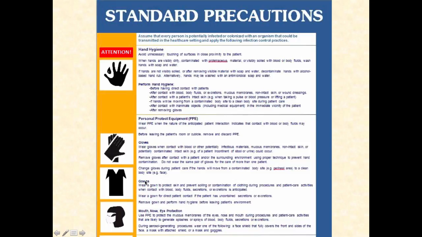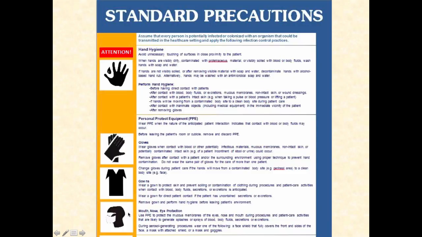Okay? We're going to use gowns if we're performing some procedure where we anticipate the contact with blood and bodily fluids. Okay? Where blood and bodily fluids can actually be sprayed and enter and get on our clothing or something like that. So we're going to wear gowns depending on that.